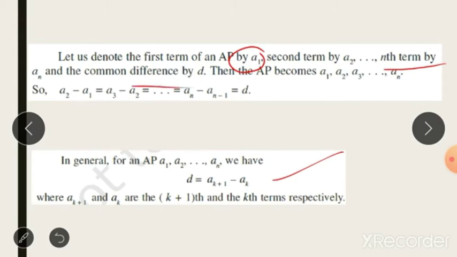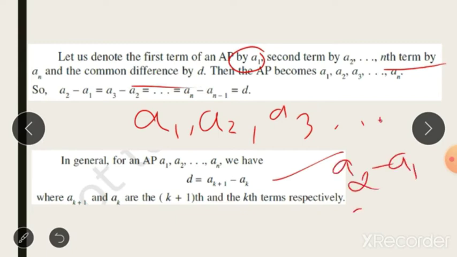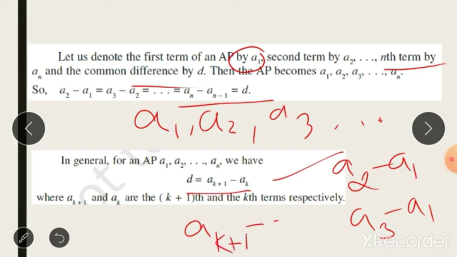Let's see how we can find the common difference. Our series of numbers was A1, A2, A3, and so on. To find the common difference we take A2 minus A1, A3 minus A2, and so on. So the general term is D equals A(k+1) minus A(k), where A(k+1) and A(k) are the (k+1)th term and kth term respectively. So much we have studied.